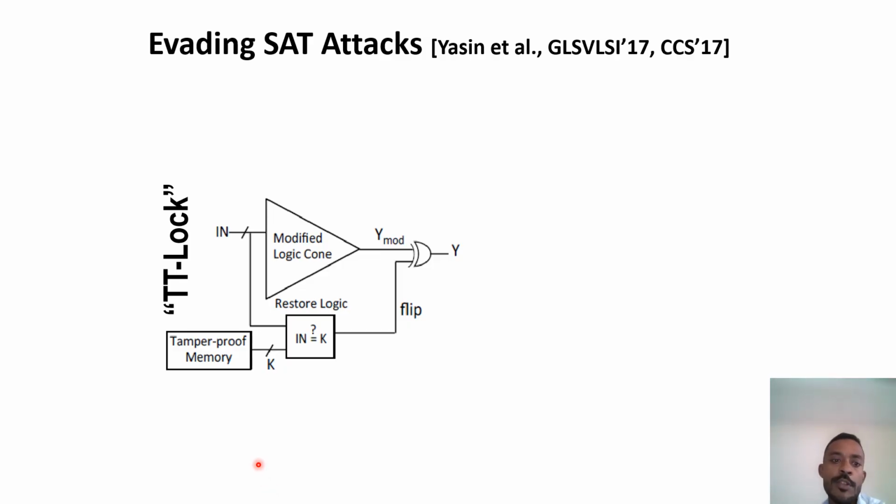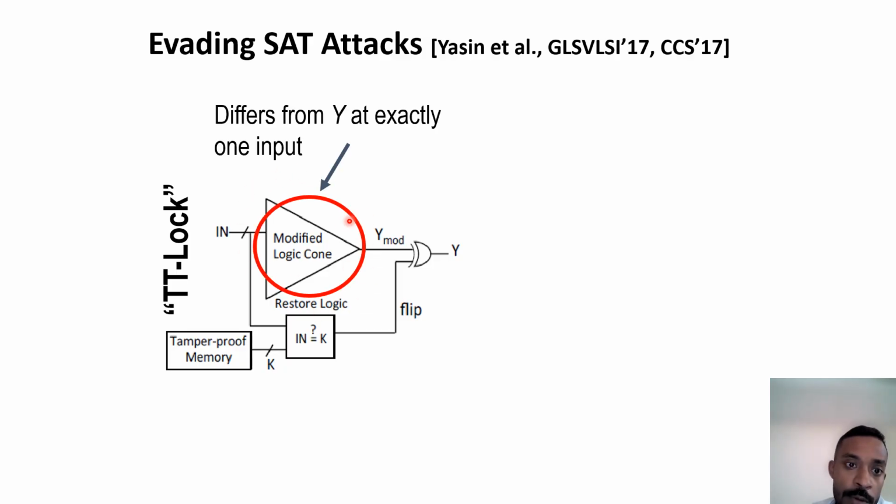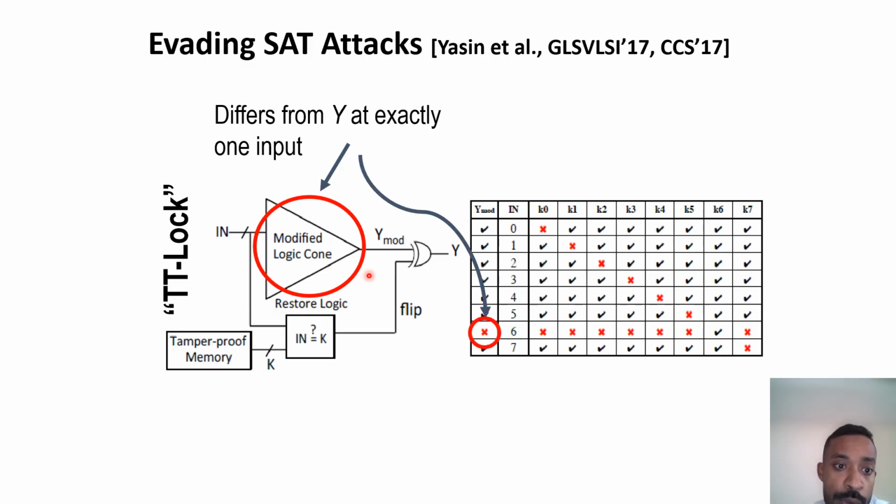We start from a published mechanism known as TTLock. This mechanism negates the output of the circuit at an input pattern selected at random from the input space. That input pattern becomes our secret key. So the modified logic cone here differs from the correct circuit at exactly one input. If we look at the truth table of the locked circuit here, that would be the truth table of the modified logic cone. As you can see here, it differs from the correct circuit at exactly one input, which is input pattern number 6.